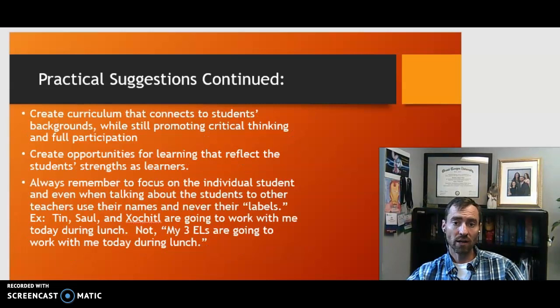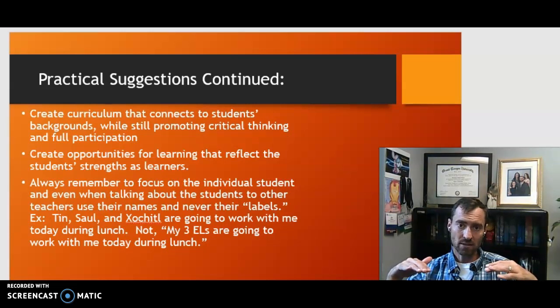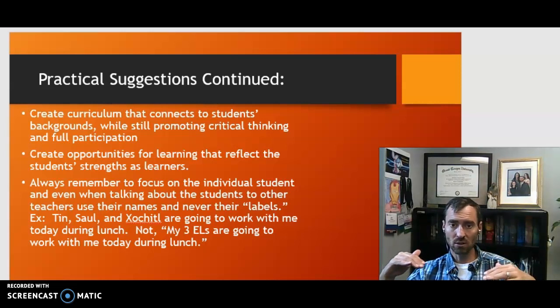Look at your students' backgrounds. This is a balancing act. You want to create curriculum that focuses on your students' backgrounds, but still promotes critical thinking, full participation from everybody. You also are teaching your state standards. You're focusing on what you have to teach.